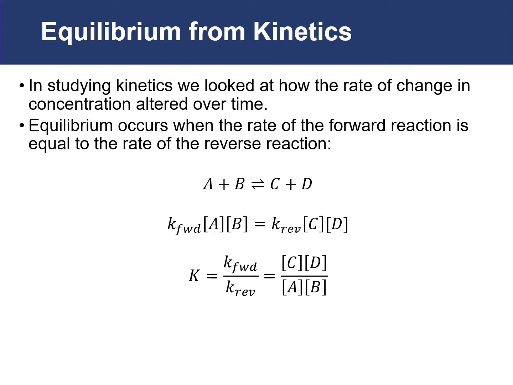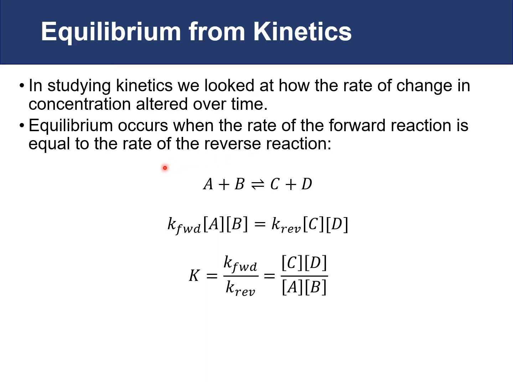Previously, when we were looking at kinetics, we were looking at how the rates change with concentration over time. What we found is that typically, as the reaction proceeds, the rate of the forward direction slows down, and it depends on the order of your reaction to what extent it slows. Equilibrium occurs when the rate of the forward direction is equal to the rate of the reverse.